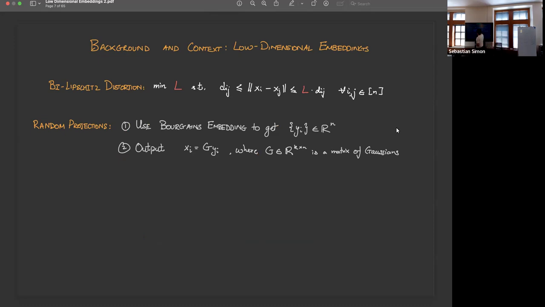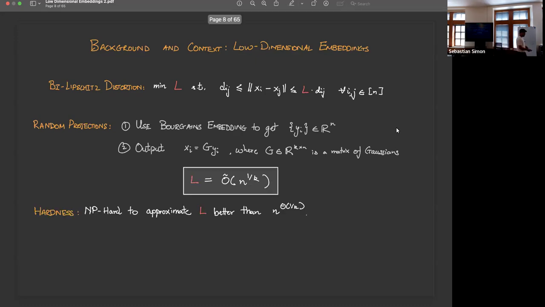Okay, so how do you do this? You construct the embedding by Bourgain, then you multiply it by a Gaussian matrix where the Gaussian has k rows and n columns. Okay, so this will give you a set of vectors in k-dimensional space. Now you can ask, how well does this random projection embedding do? Well, it turns out that the distortion that you get scales as n to the 1 over k, so root n for k equals 2. And there are pretty compelling hardness results that say you can't really do better than this, like it's hard to approximate up to any factor better than n to the 1 over k.